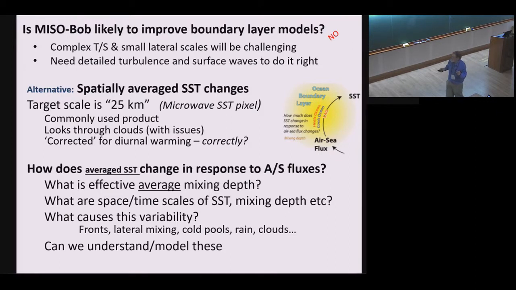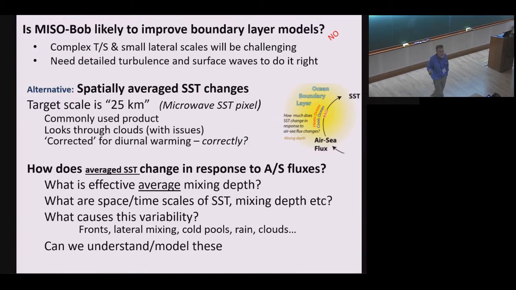It's really important that we get this right. So let me go back to the question. The question is, how does average SST change in response to air-sea fluxes? Another way of saying that is, what is the effective average mixed layer depth, not the mixing depth, not the mixed layer depth. In the presence of lateral variability, fronts, filaments, and all sorts of stuff, you have to figure out how you average heat at a bunch of places to get the average. That's an interesting problem that's unique to this thing. It doesn't have to do with boundary layer physics. It has to do with a whole range of physics, in particular all sorts of physics that we've been paying a lot of attention to, namely fronts, lateral mixing, cold pools, rains, clouds. These are all things that change the lateral distribution of SST. How do you average over those to get an average product?